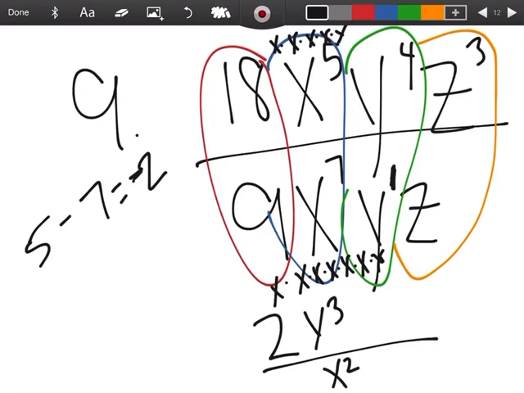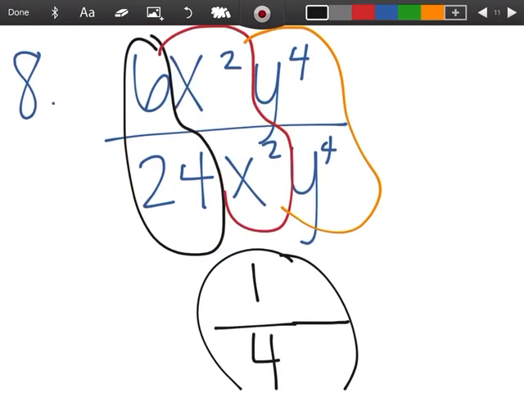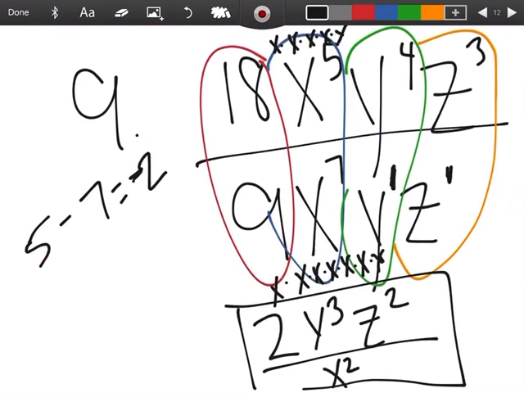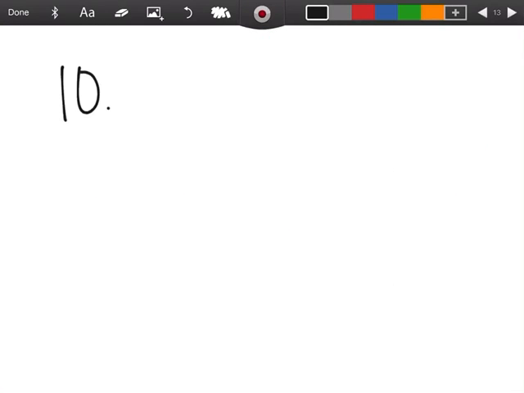Y to the 4th over y to the 1st is y to the 3rd in the numerator. Z to the 3rd over z to the 1st is z squared in the numerator. So that would simplify to be 2y to the 3rd z squared over x squared. Because there's no addition or subtraction, everything's just getting multiplied, these are all factors and I can just treat them separately.